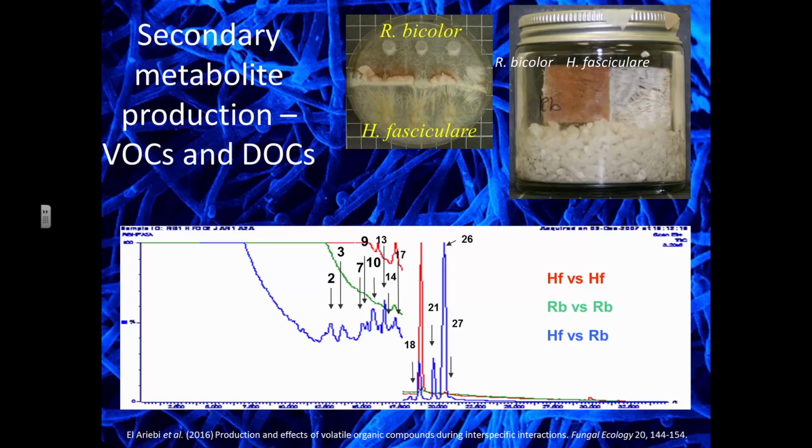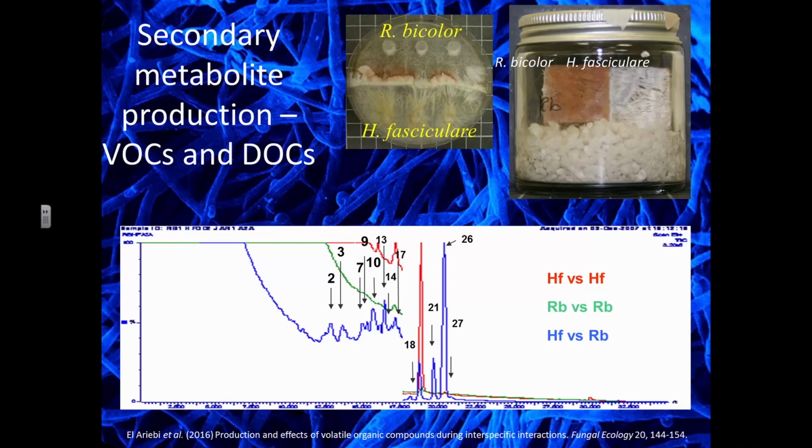As I've already mentioned, they produce volatile chemicals, gases in the air, to attack their opponents. And we can see this here. We put a block of wood colonized by one fungus against a block colonized by another fungus and let them fight. And then we measured the gases that are produced in the air above them. And using a machine called a gas chromatograph mass spectrometer, we can see the gases that are produced.